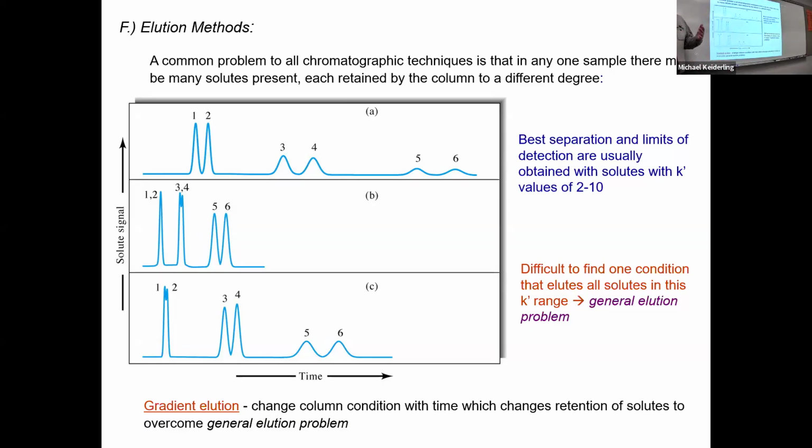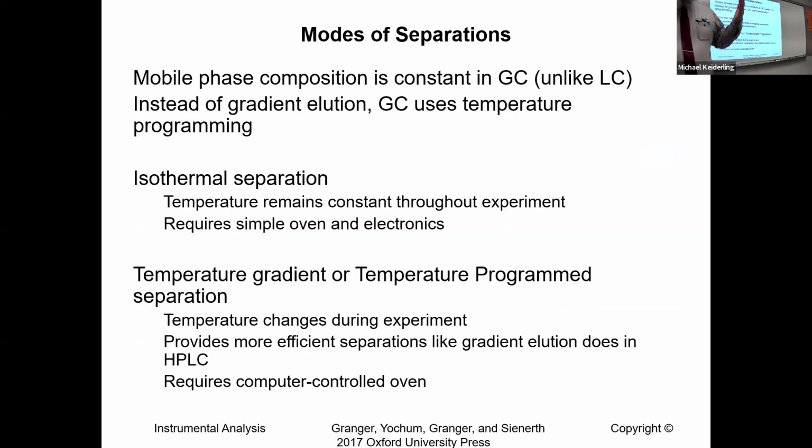So the solution is a gradient elution. You change the column conditions over time. You start in this state, then you move to this state, and then you finally move to this state. To do this in liquid chromatography, you change your mobile phase, you change what mixture you're using. In gas chromatography, you change the temperature. So gas chromatography, unlike liquid chromatography, uses temperature programming.